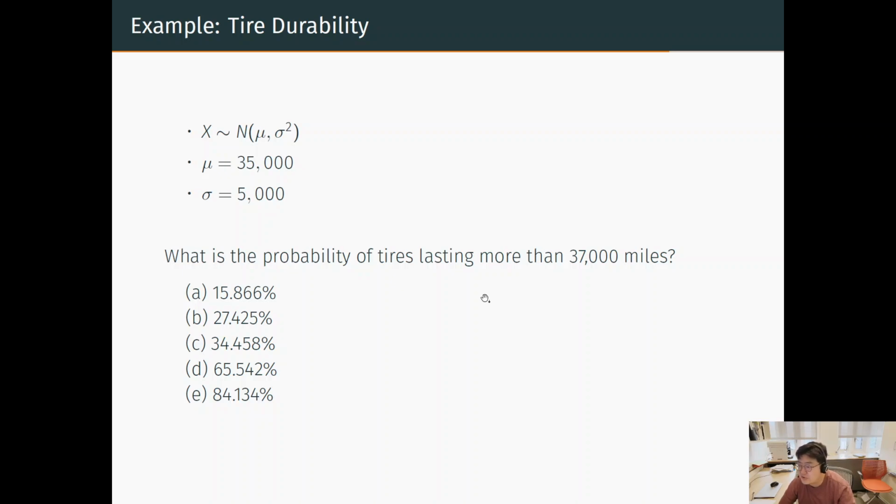Now this is your turn. What is the probability that a tire lasts more than 37,000 miles? Okay, pause the video now and do it by hand. Do it yourself and resume when you're done. I'm going to show you the answer, assuming that you have already finished the work.